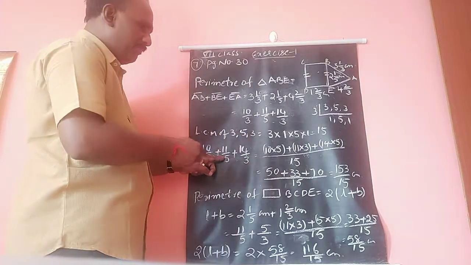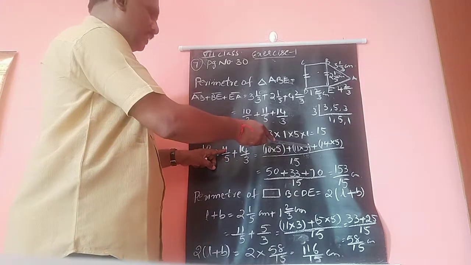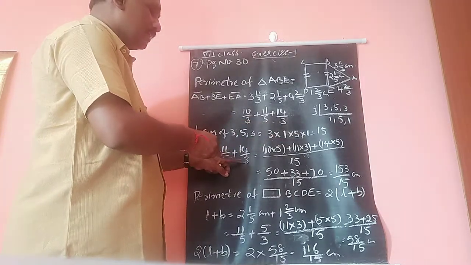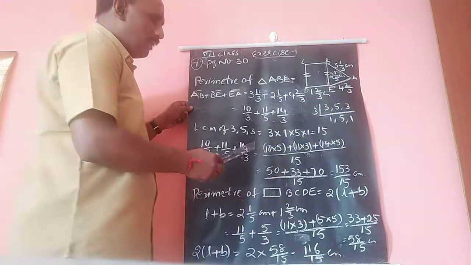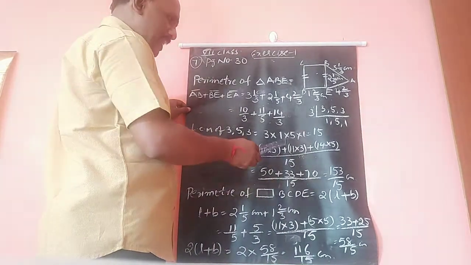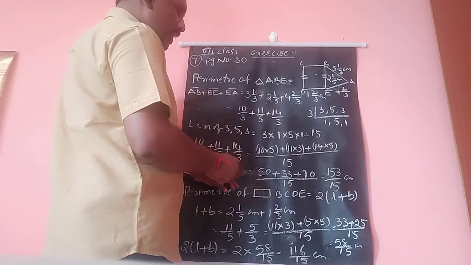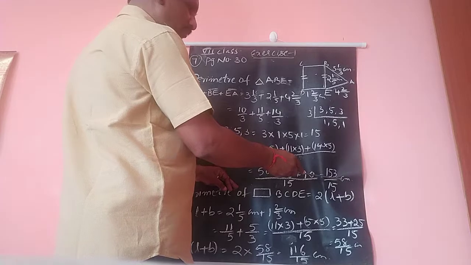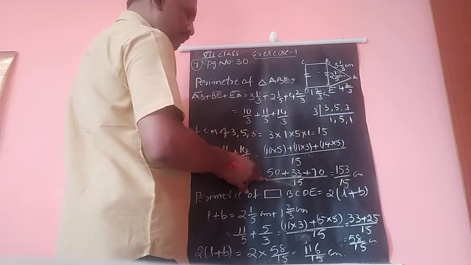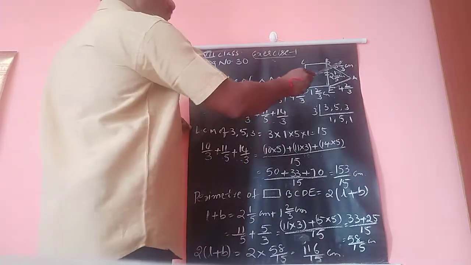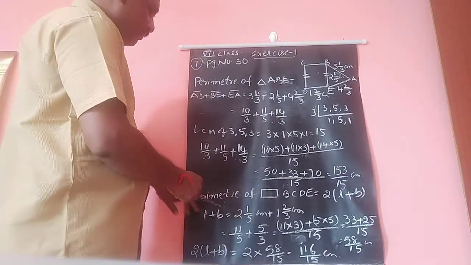Again, plus, the 5 becomes 15 means the 5 is multiplied with 3. That 11 should also be multiplied with 3, 11 into 3. Plus, again 3 into 5, 15, the 14 into 5, 70. Now 10 into 5, 50, plus 11 into 3, 33, plus 14 into 5, 70. You should add 50 plus 33 plus 70. How much? 50 plus 33, 83. 83 plus 70, 153. So what is the perimeter of the triangle? 153 by 15 centimeters.